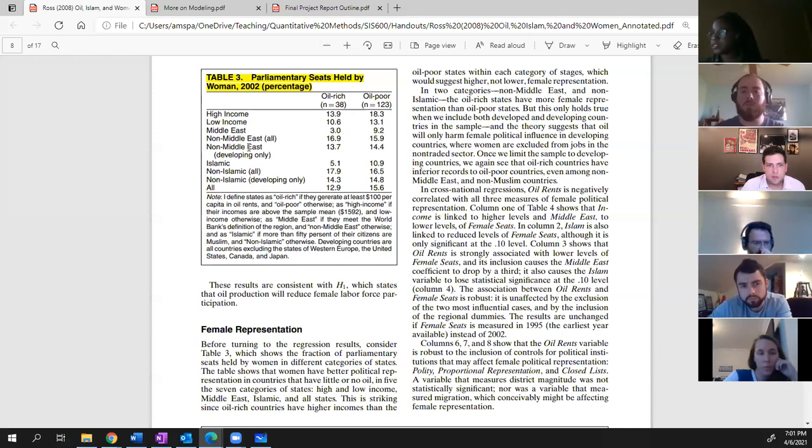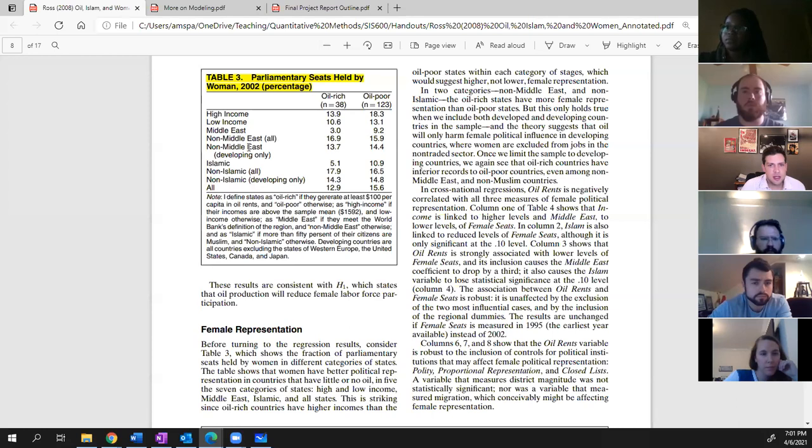It looks like he's just showing that when you stack them up next to each other, oil rich and oil poor, the seats are going up. And for Islamic, it still goes up. He's trying, yes, that's exactly right.